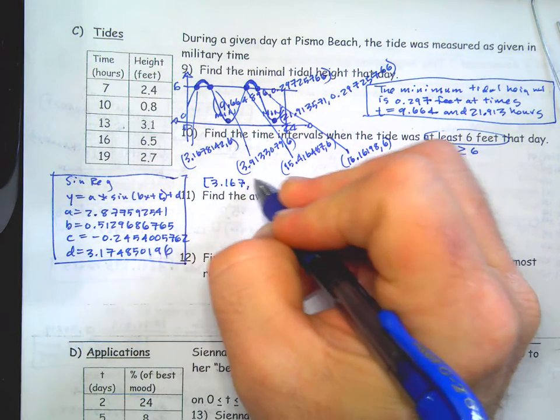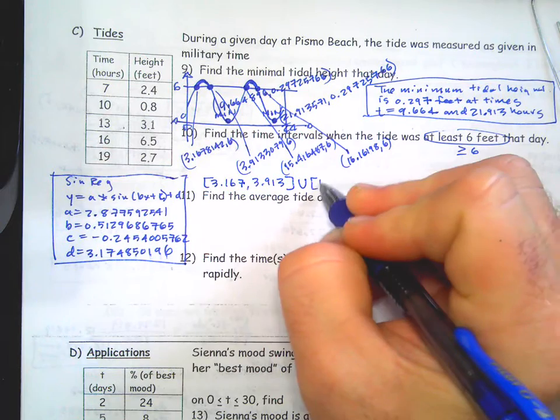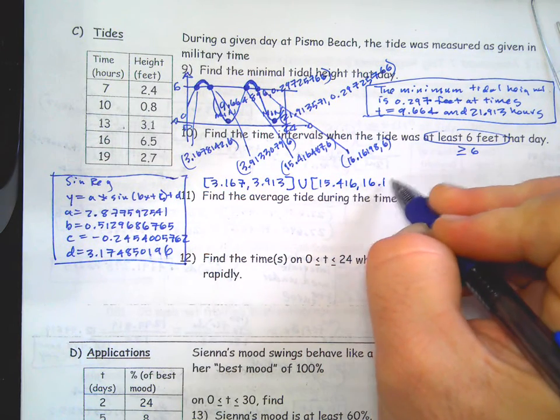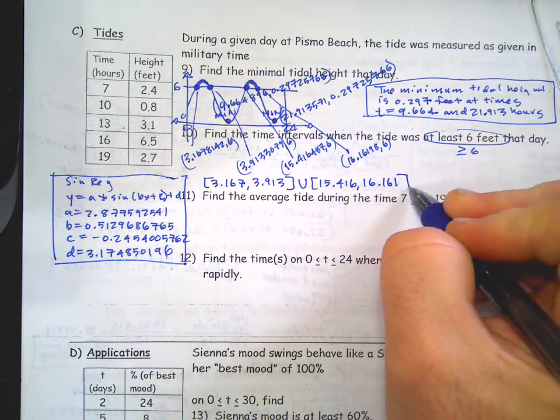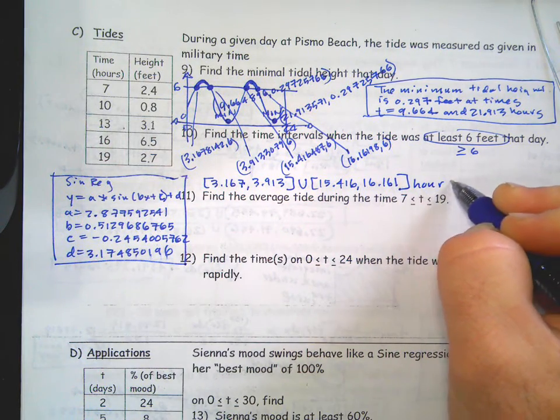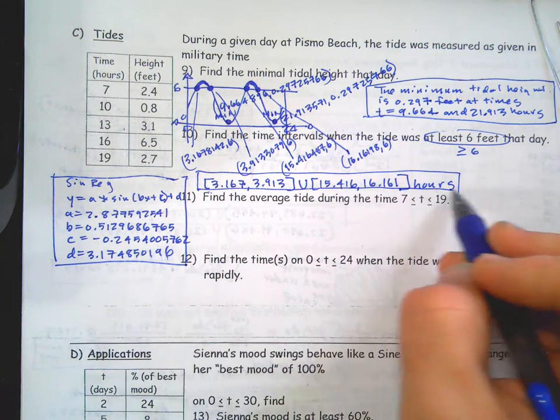Okay, so the answers in interval notation are brackets, bracket 3.167, comma 3.913, bracket, union, bracket 15.416, comma 16.161, bracket. What are the units? Hours. I need units, probably in all these answers. These word problems have units.